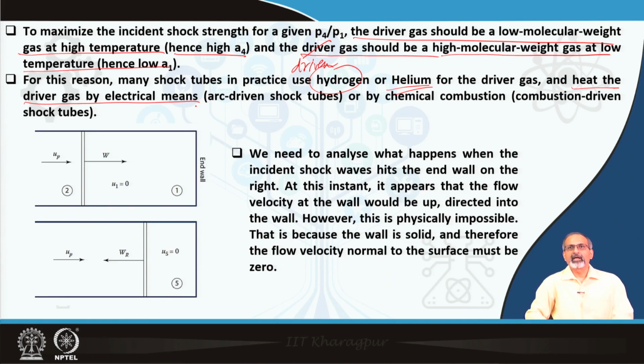We need to analyze what happens when the incident shock waves hit the end wall on the right. So, at some point the shock will go and meet the end wall here. At this instant, it appears that the flow will be directed into the wall, and if you think carefully, that is physically impossible, because the wall is a rigid one, and if it can withstand that pressure, it will not allow the shock to move through. Therefore, under such condition, the velocity normal to the surface must remain 0.